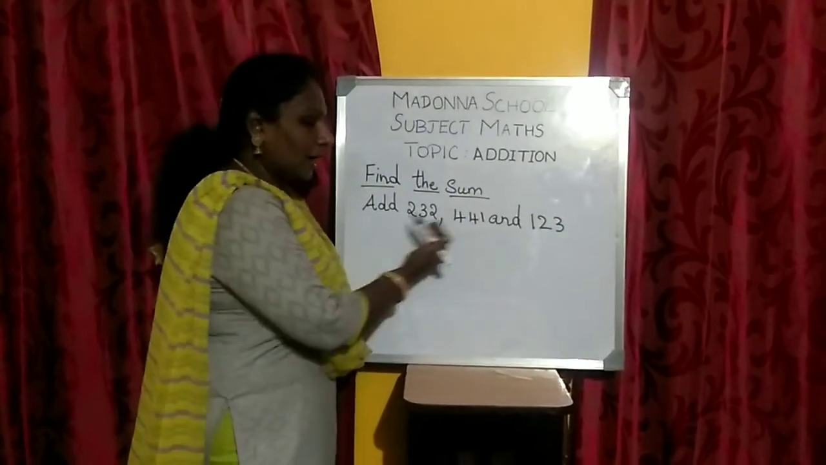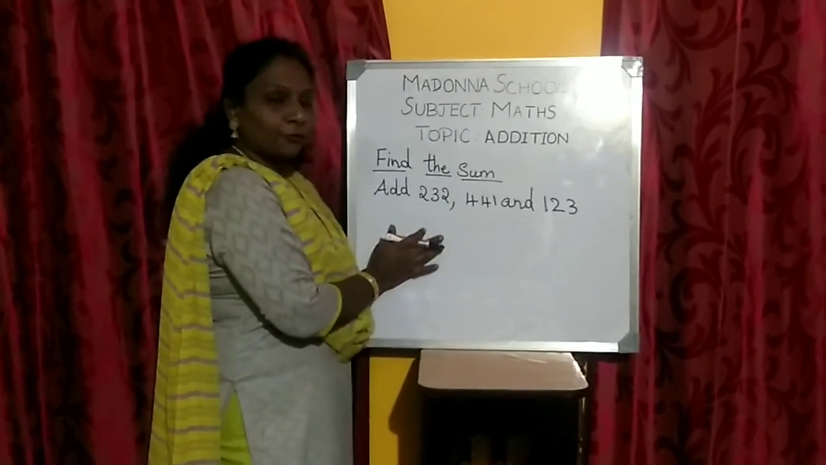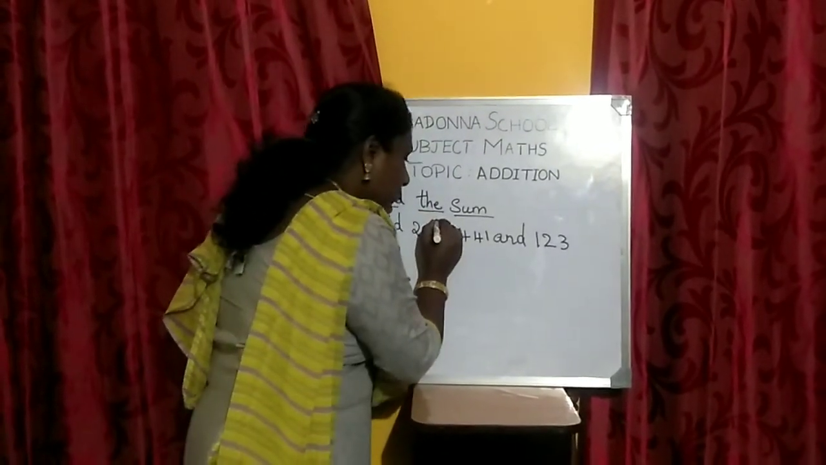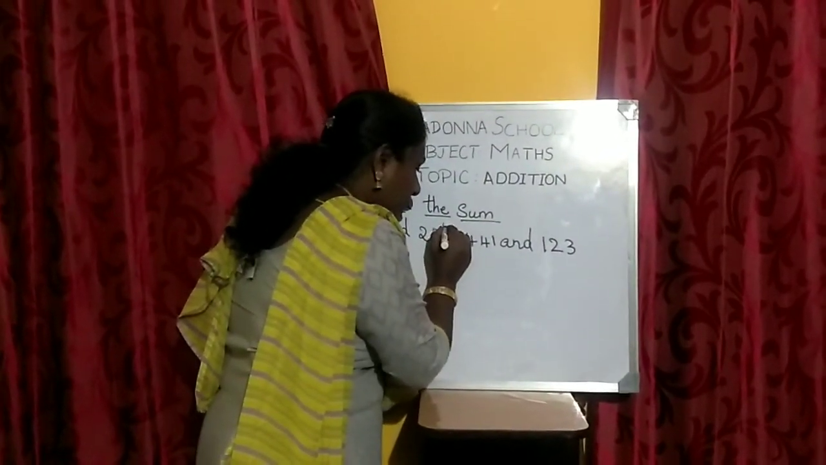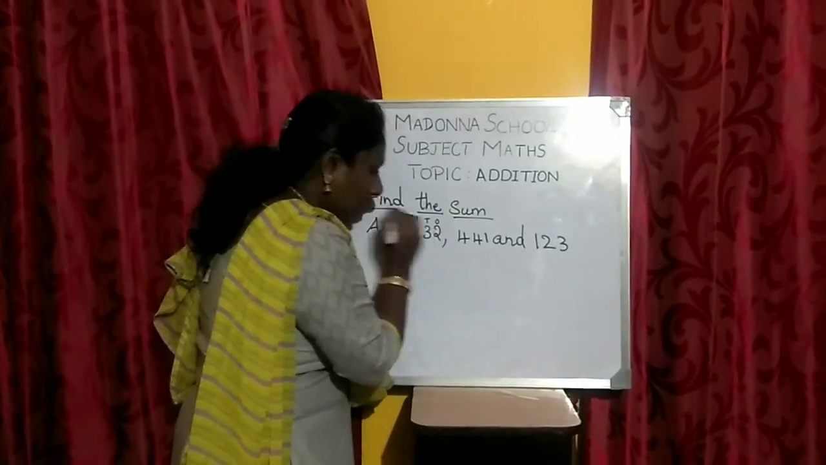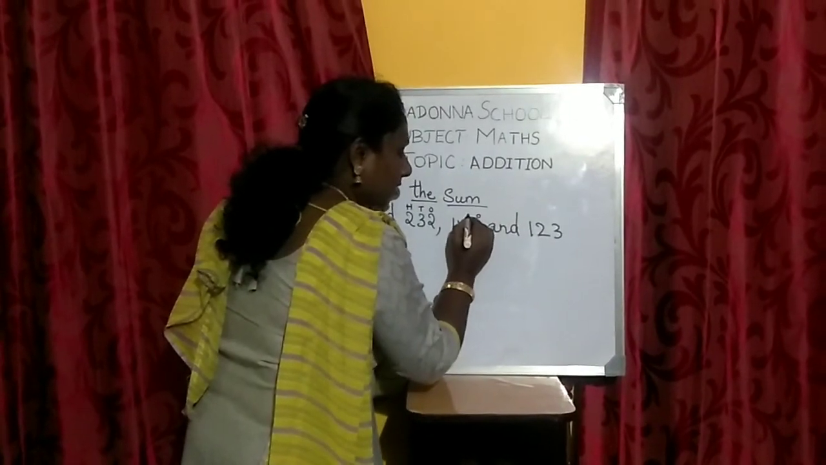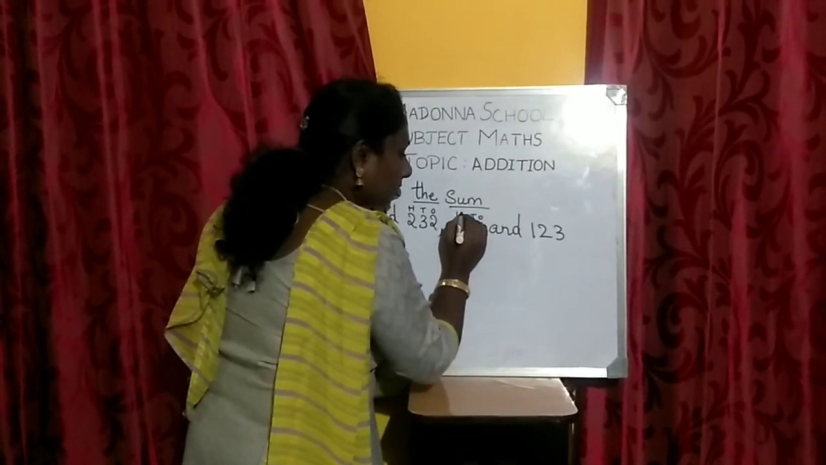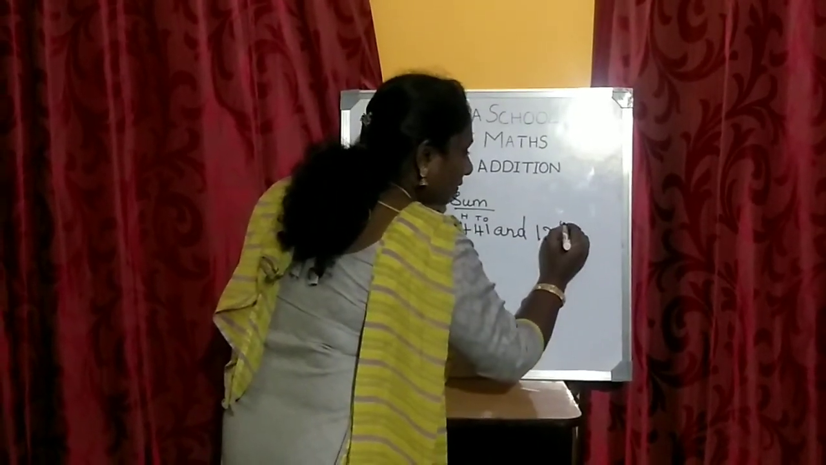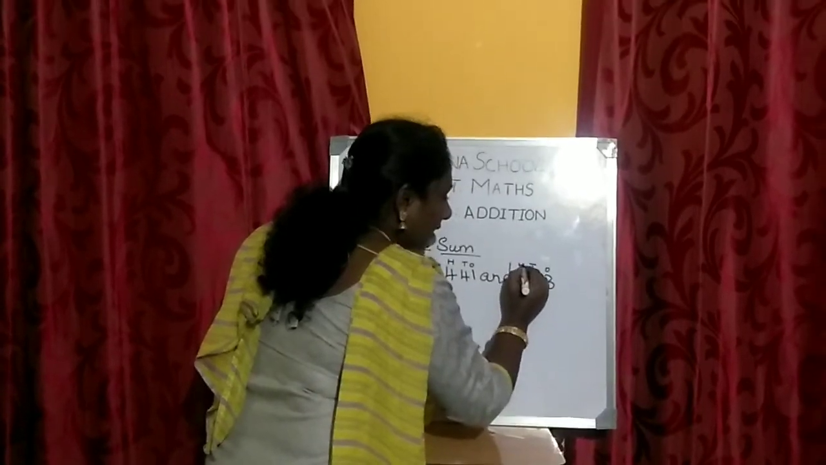Okay. We are going to add the numbers. So they are given the numbers. First you have to arrange the numbers. So write the place value so that it is easy for you all to arrange. So 2 is at 1's place, 3 is at 10's place, again 2 is at 100's place. The next 1 is at 1's place, 4 is at 10's place, and this 4 is at 100's place. Here 3 is at 1's place, 2 is at 10's place, and 1 is at 100's place.